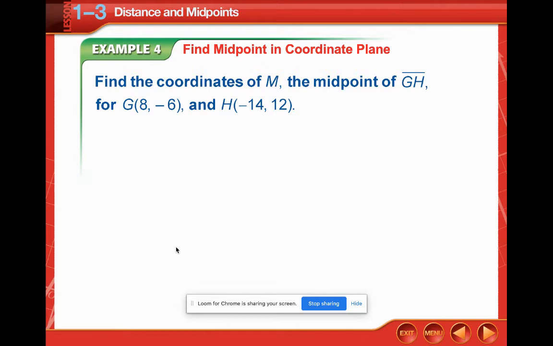All right, so find the midpoint in a coordinate plane. Find the coordinates of M, the midpoint of GH, where G is (8, -6) and H is (-14, 12). The first thing you're probably going to want to do is draw this. I always draw it. Then you want to label your points x1, y1, x2, y2. So let G be x1, y1, and H be x2, y2.